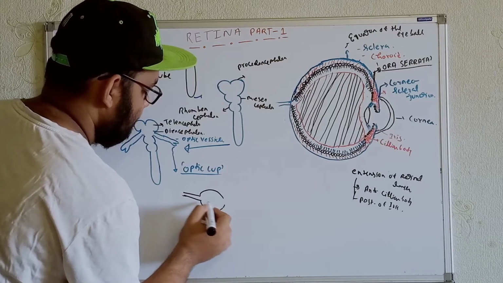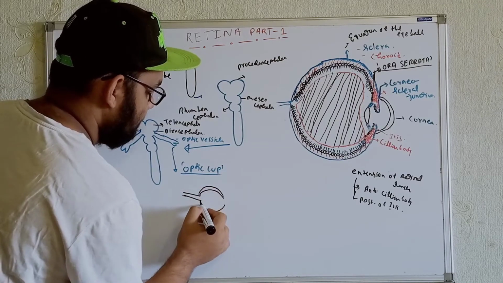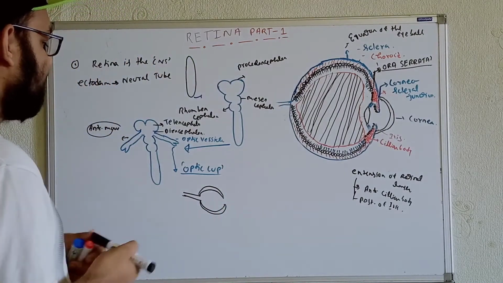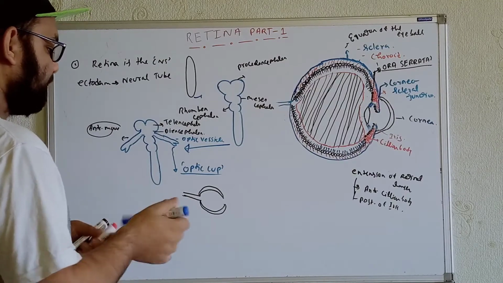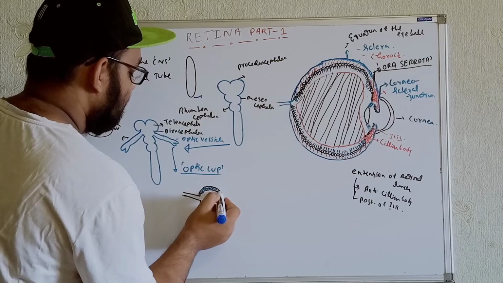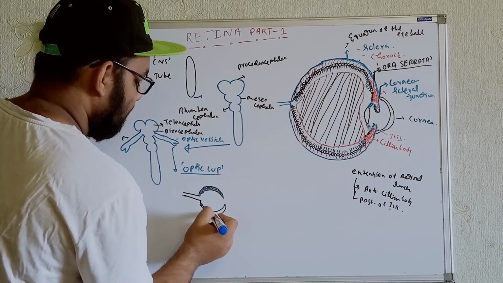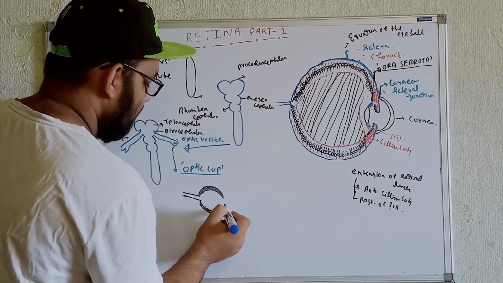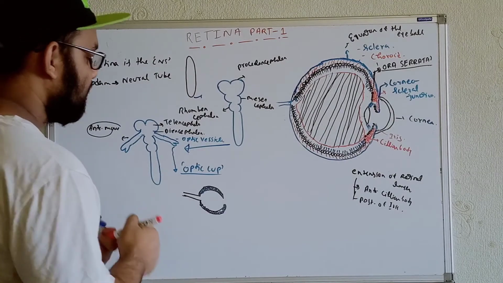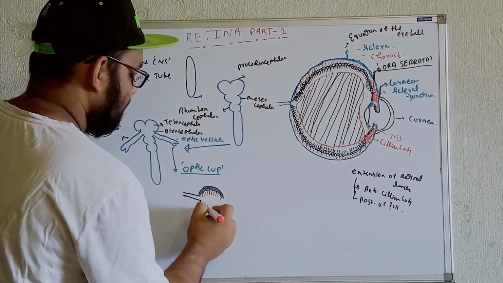We'll get the optic cup, basically the bilayered structure. If we see the optic cup in these directions, we'll get the bilayered structures, where inside we'll get the retinal pigment layers. From here we'll get the development of the retinal pigment epithelial layers, and on the inside we'll get the development of the neuronal layers of the retina. Now try to understand what I said.